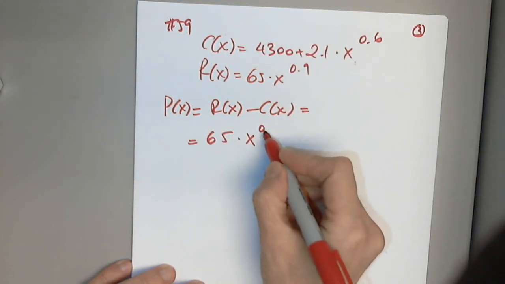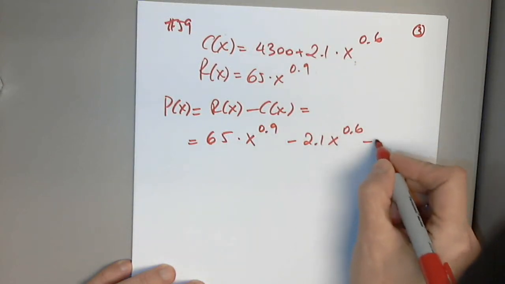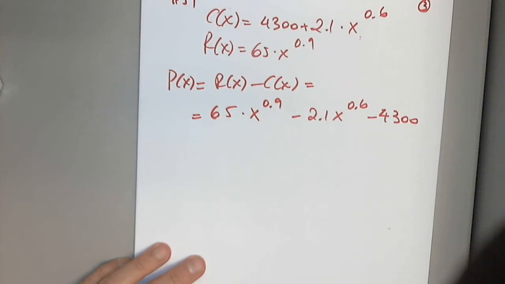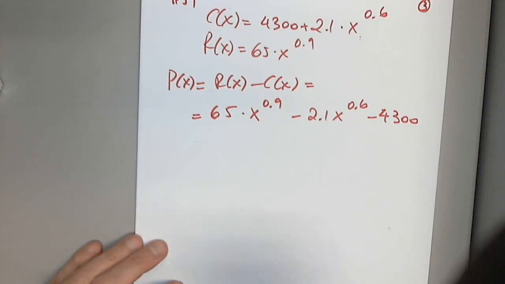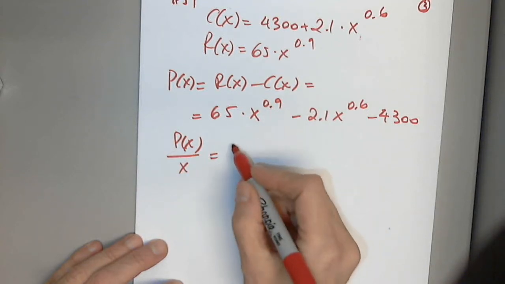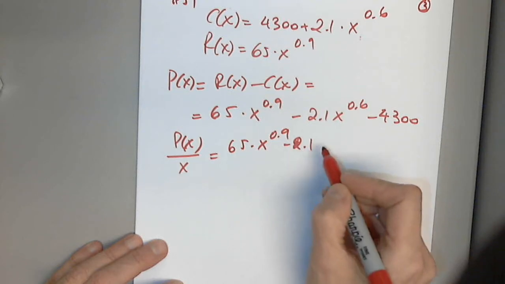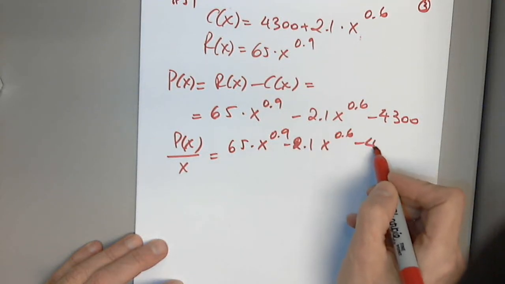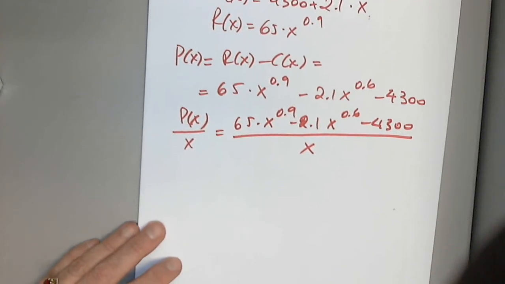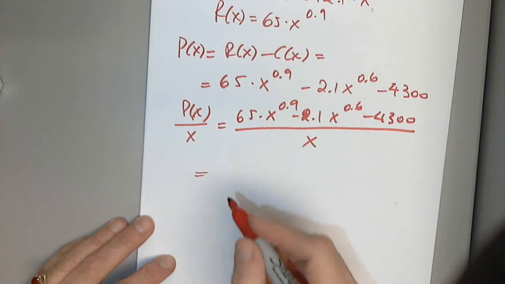65 x^2.9 minus 2.1 x^2.6 minus 4,300. I wanted to put it in descending order. That's our profit. Now the profit divided by x is (65 x^2.9 minus 2.1 x^2.6 minus 4,300) divided by x. And yes, I will simplify it, separating into three fractions.